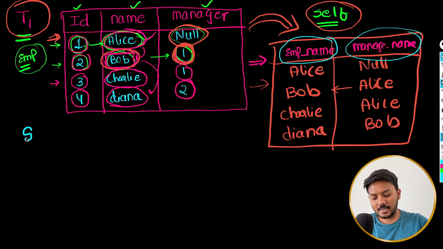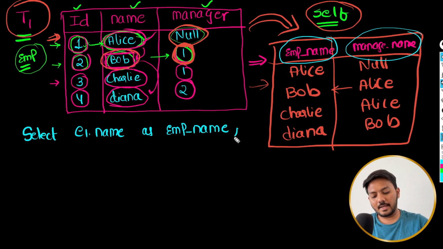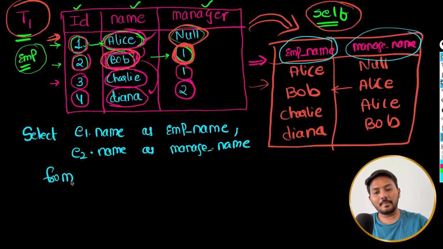I will say select e1.name, I will explain what this e1 is, as employee_name, and then I will take e2.name as manager_name. From, we have only one table, right, which is T1, and I'm giving an alias name as e1. We have learned about alias names with AS, right, and I will do self join.